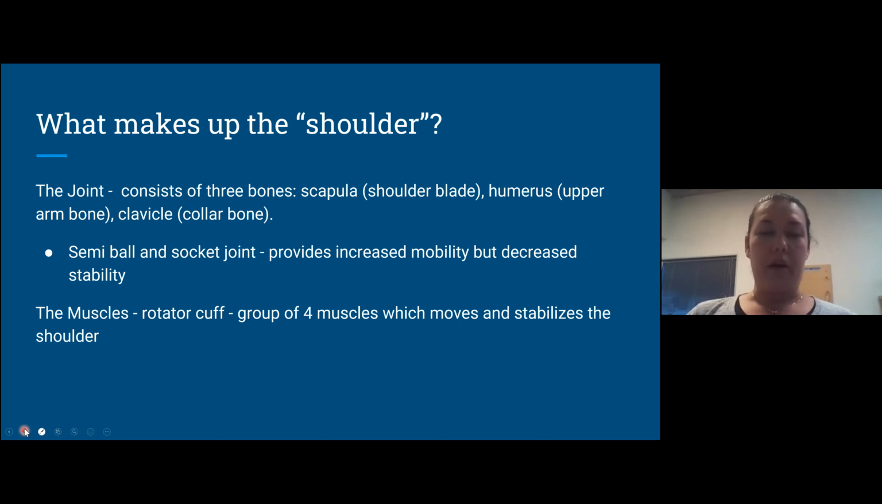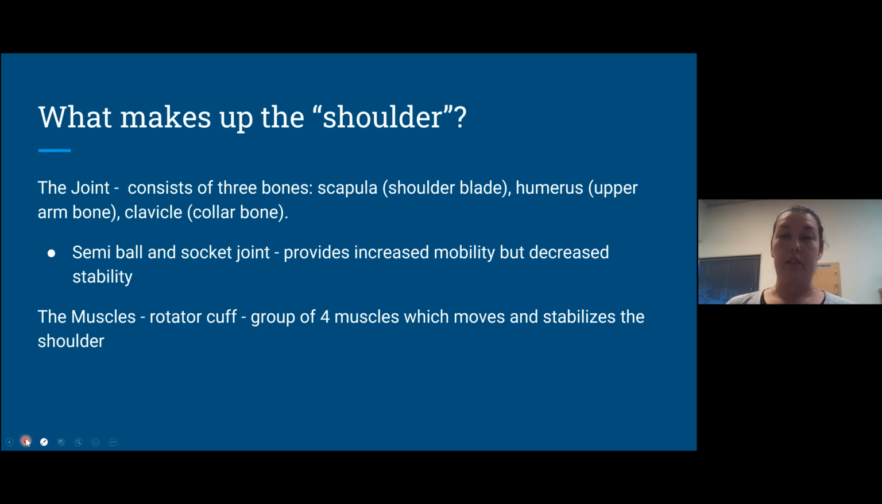So tonight we're talking about the shoulder. What structures are we talking about when we're talking about the shoulder? Well, there's the joint itself, and then there's the muscles and tissues which attach to the joint. The joint is made up of 3 bones, and I'll take you to a slide here. The first is the scapula or shoulder blade. Then you have the clavicle or collarbone. And you have the humerus, which is the uppermost long bone in your arm. Those make up your shoulder joint.